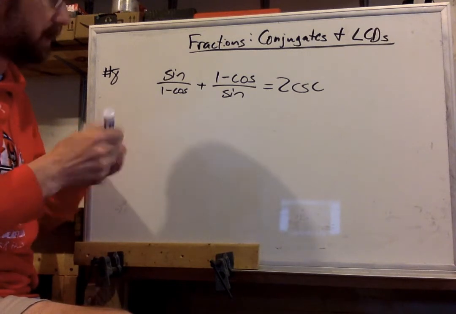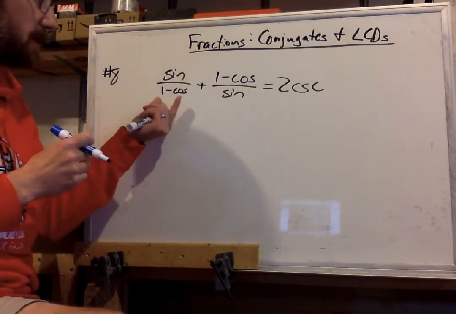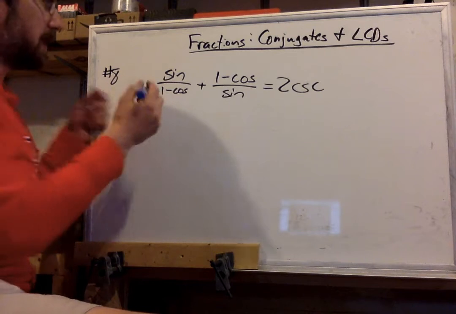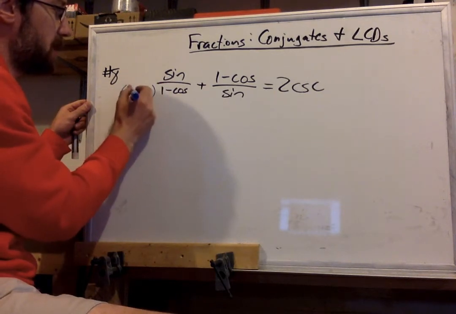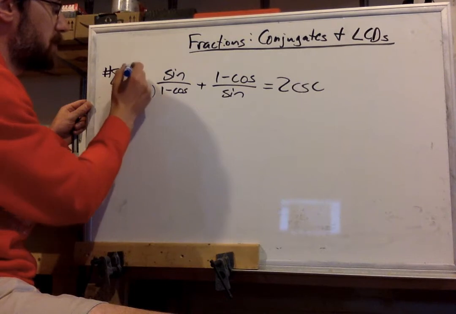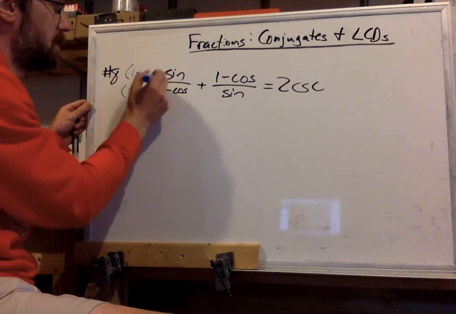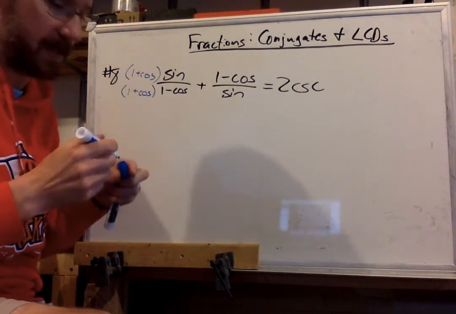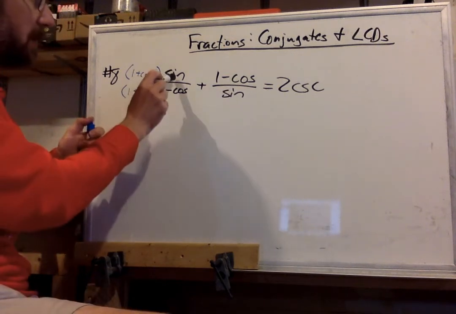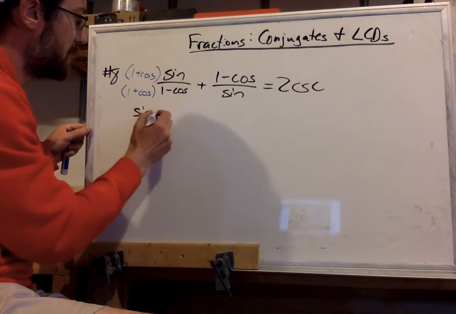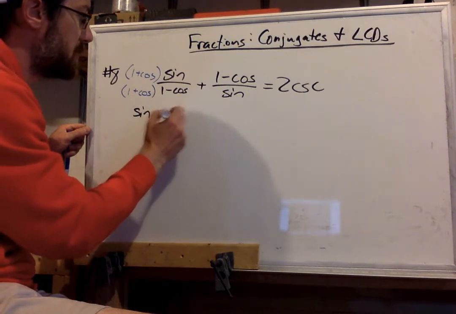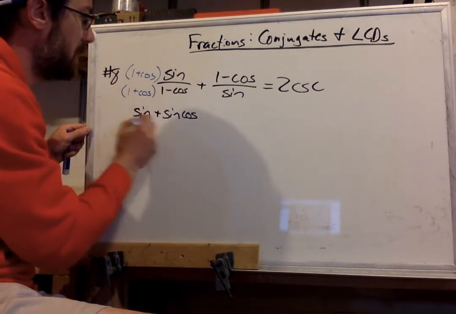Okay, enough rambling. Multiplying the conjugate. If you see 1 minus cosine, something like this, again, almost a Pythagorean identity, multiply it by its conjugate on top and bottom. So 1 plus cosine on the top and bottom. What that's going to do, I can distribute the sine in, and it will be sine plus sine cosine.